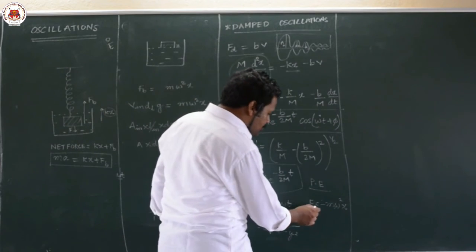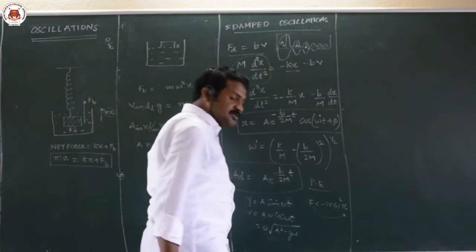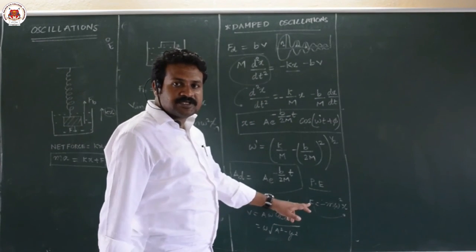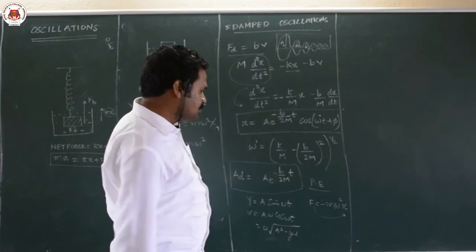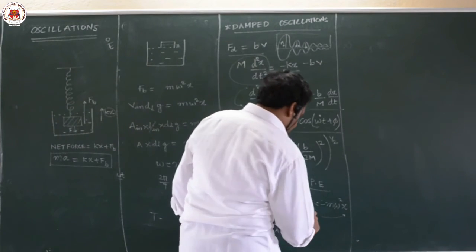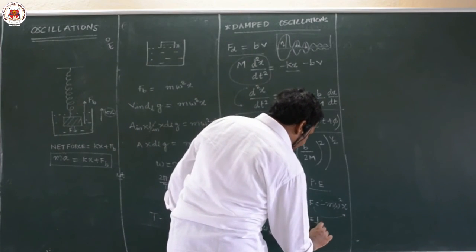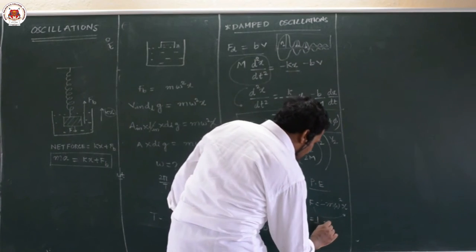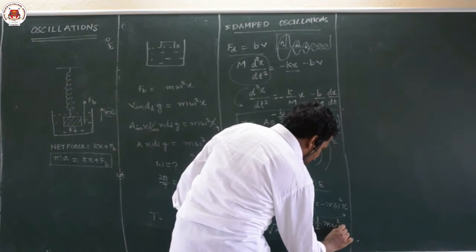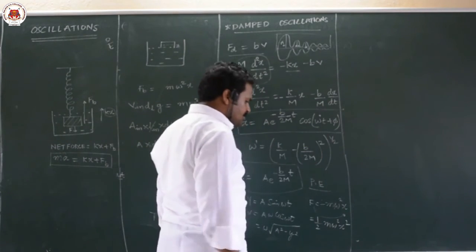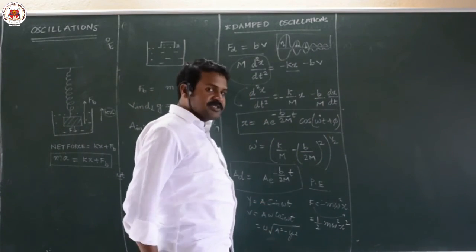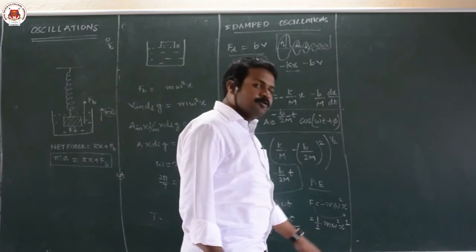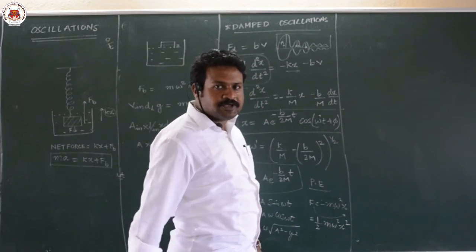If F is proportional to x, then what is the work done? Work done is integral of F dx. So, integrate this, what will you get? You will get this as half m omega square x square. So, this is the formula for potential energy. X value you can write as a sin omega t, so a square sin square omega t.